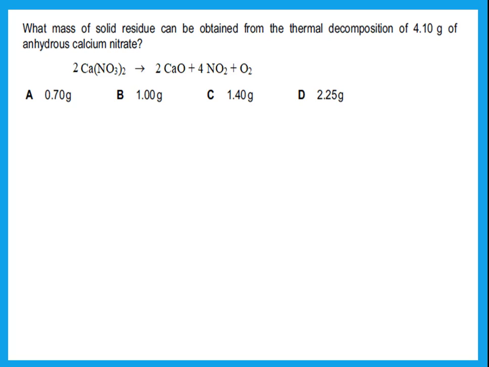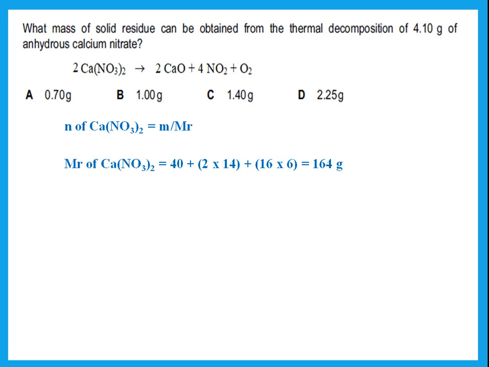That means that the number of moles of calcium oxide is the same as the number of moles of calcium nitrate. Number of moles, not mass. I cannot relate mass and say, okay, 2 gives 2, then 4.1 will give how much? I cannot say that. I have to change the 4.1 to number of moles first, and then relate the number of moles. So number of moles of calcium nitrate, what does he give me? He gives me mass, so I need to use the equation that involves mass. Number of moles is mass over molecular mass.